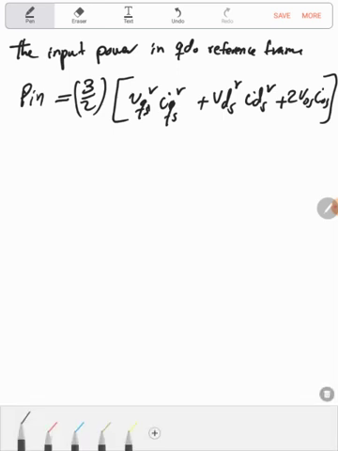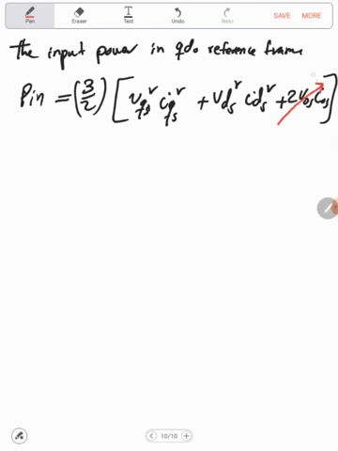Now, because we are discussing symmetrical, this term is equal to 0. I will not carry it with me, simply because there's no zero sequence voltage. So simply Pin will equal 3/2, and this one due to the transformation in order to make the power in the QD reference frame equal the power in the ABC reference frame.